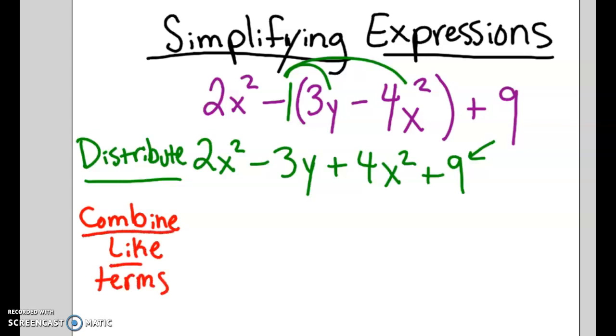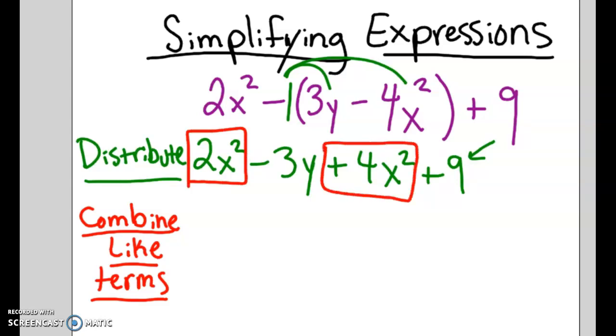So, in order to do that, we need to find any terms that are like, which means they have to have the same variable, and those variables have to have the same exponent or power. So in this case, an x couldn't be combined with an x squared. Now we see we do have more than one x squared. We have a 2x squared here and a 4x squared here. Notice I included the plus sign so I know what operation we're using. So 2x squared plus 4x squared is 6x squared. So we've combined those like terms.